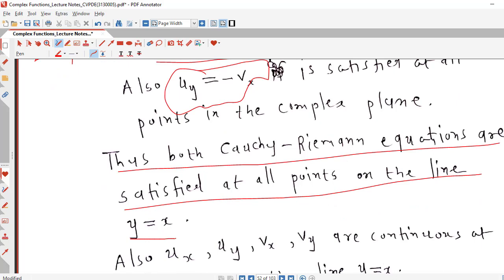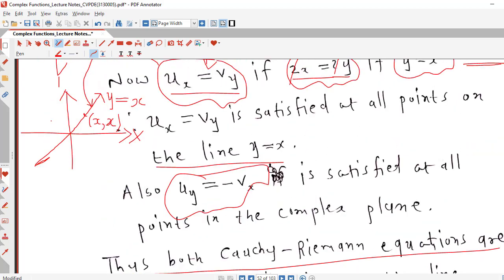The points which are not on the line y equal to x, like this point, are not on the line y equal to x. So at these points which are not on the line y equal to x, CR equations are not satisfied. At this point u_y equal to minus v_x is satisfied, but u_x equal to v_y is not satisfied at this point because it is not on the line y equal to x. So the points which are on the line y equal to x, both equations are satisfied.